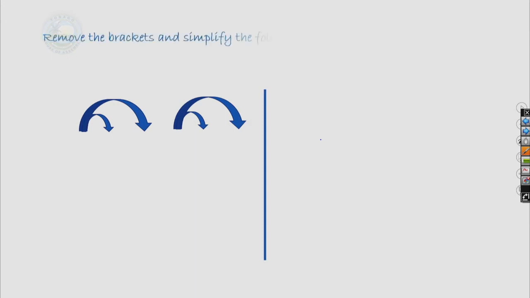Now what if we want to look at another example? Let's look at this example here. Another problem that may come on your exam paper is to remove the brackets and simplify x into y plus 4 minus 2x into 5 plus y. Again, via the distributive property, the x has to be distributed to everything that is inside of the brackets. Likewise, the negative 2x has to be distributed to everything that's inside of the brackets.